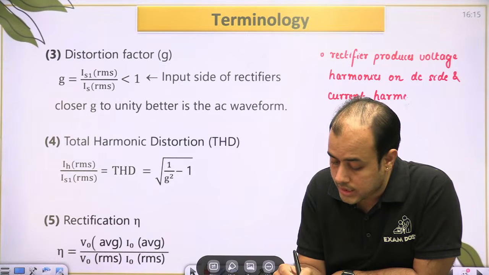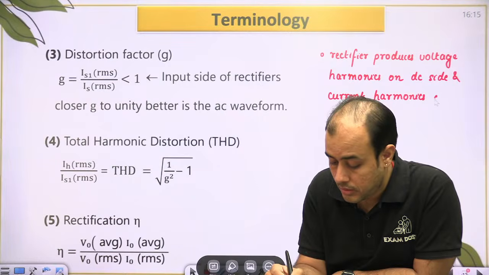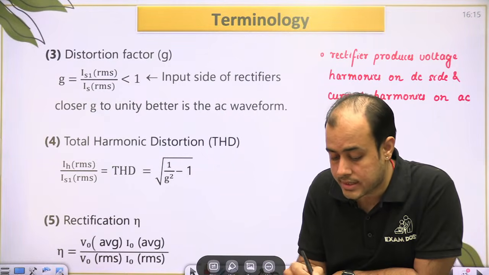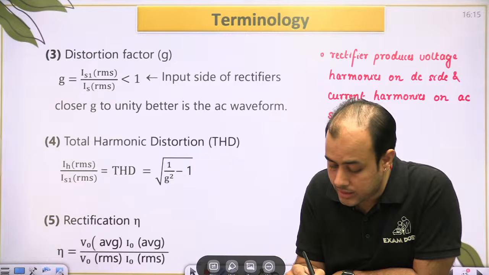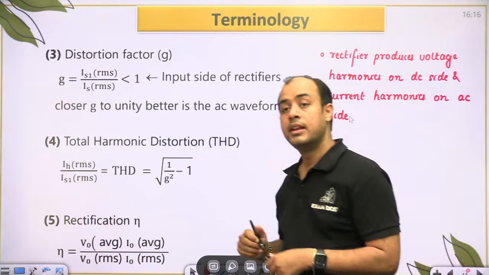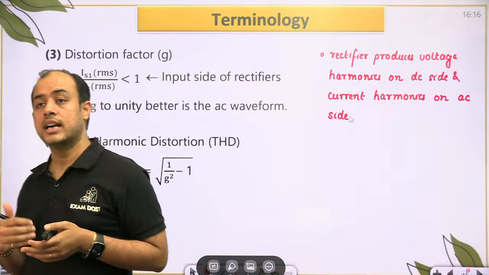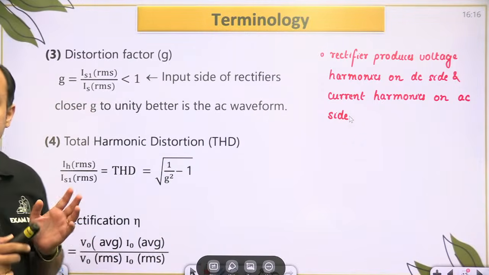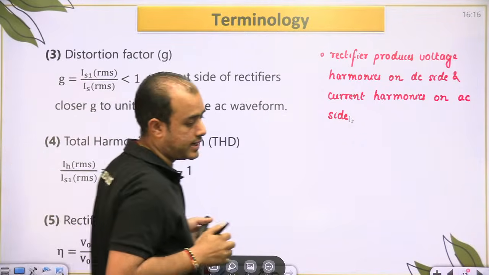So what happens in a rectifier is that the AC side is supplied by a sinusoidal voltage source, but because the output current is not sinusoidal, the input current is not sinusoidal.